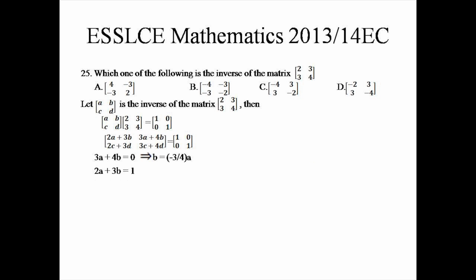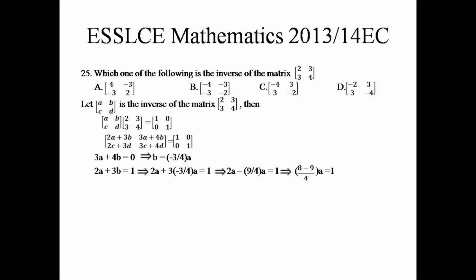Substituting negative 3 over 4 a in place of b, we will find 2a plus 3 times negative 3 over 4 a is equal to 1. This implies 2a minus 9 over 4 a is equal to 1. 2a can be rewritten as 8 over 4 a, just to make the denominator similar to the second expression, that's negative 9 over 4 a. So 8 over 4 a minus 9 over 4 a is equal to 1. 8 over 4 minus 9 over 4 is negative 1 over 4.